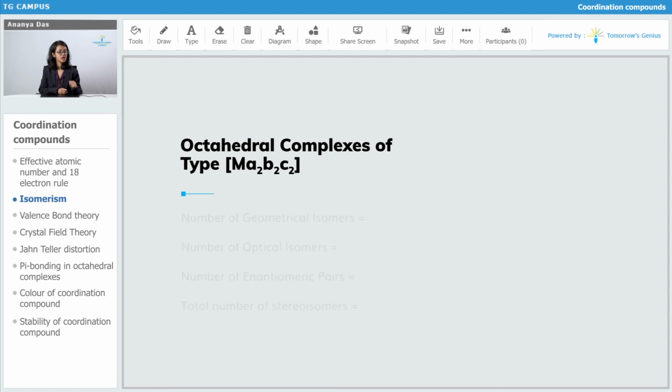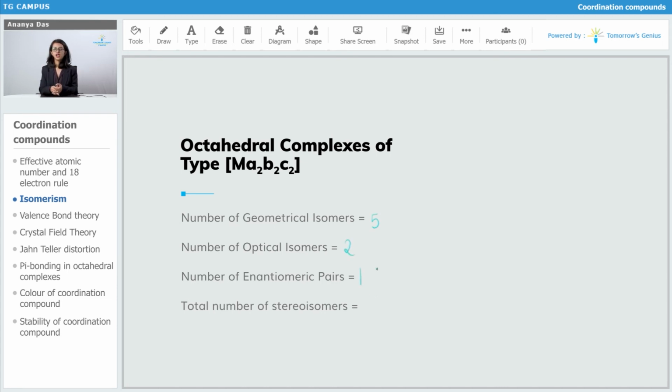Then the next is the number of stereoisomers. Fill in the details, you already know. So that's 5, that's 2, 1. Now the number of stereoisomers is equal to the number of optical isomers plus the number of optically inactive pairs. So the number of optical isomers is 2 and the number of optically inactive pairs is 4. So that's 2 plus 4, which is equal to 6.